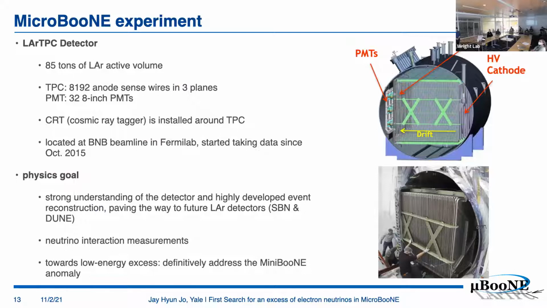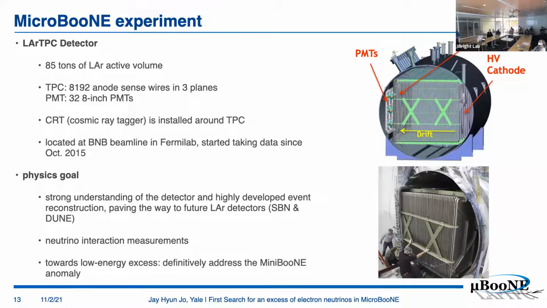So, MicroBooNE. I talked about the liquid argon TPC, and MicroBooNE is a liquid argon TPC with 85 tons of liquid argon active volume. We have about 8,000 sense wires in 3 planes, and we have PMTs to detect the scintillation photons as well. We have 32 of them. We also have the CRT, cosmic ray tagger, around our detector. This is particularly important for MicroBooNE. MicroBooNE is operating on the surface, and because of that, we suffer a lot from cosmic ray background. So it is important to tag the cosmic rays, or use reconstruction or event selection schemes to remove this cosmic ray background as much as possible. That I'll touch on a little bit later.